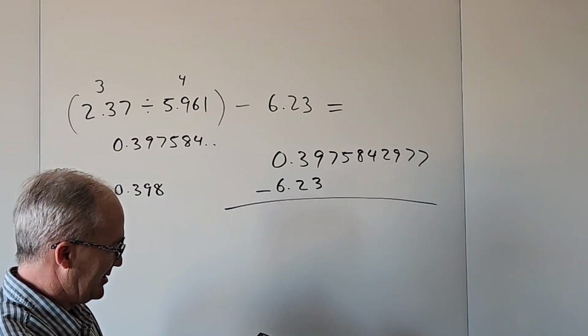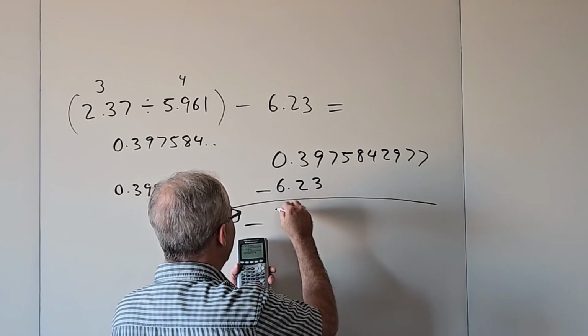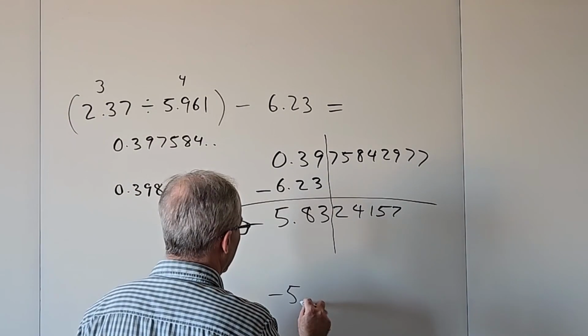So I'm going to go up to my register. I'm going to grab that number and go and get the negative sign. Absolutely. So what's our rule for addition and subtraction? Decimal position. All right, there's our answer.